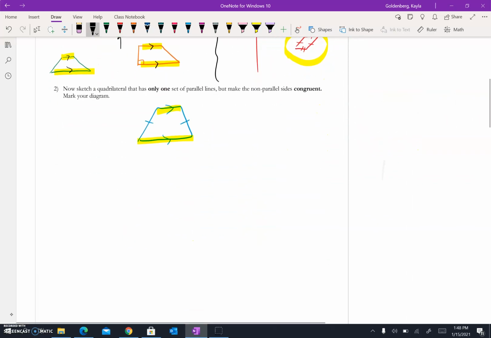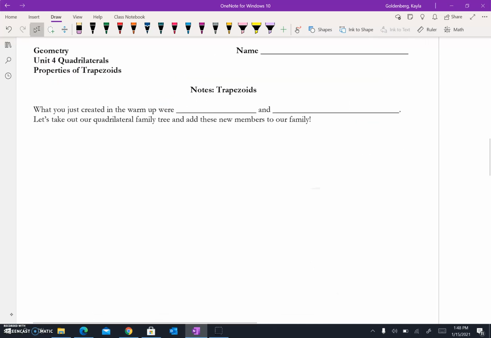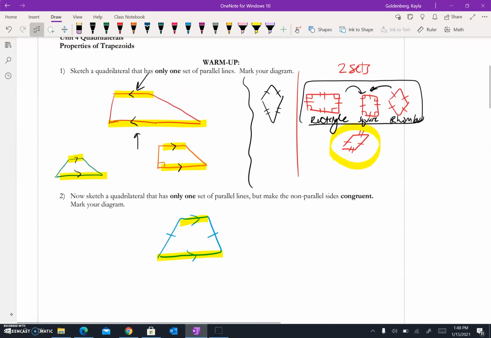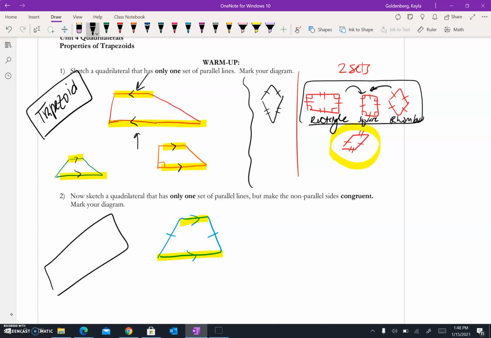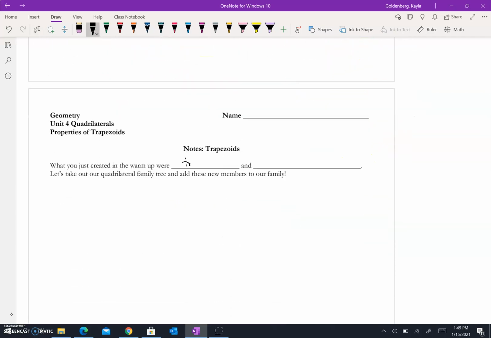Okay. And then if we go to the next page, here are our notes. The shapes that you just created in the warm-up were blank and blank. I'm going to label it over here. So number 1, you were drawing trapezoids. And then number 2, this is a special type of trapezoid called an isosceles trapezoid. And an isosceles trapezoid is really similar to an isosceles triangle. So as we talk about them, this is the trapezoid and the isosceles trapezoid.